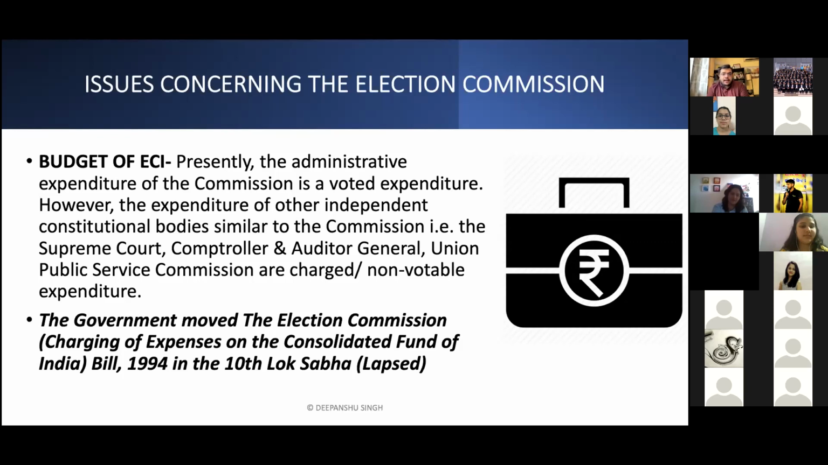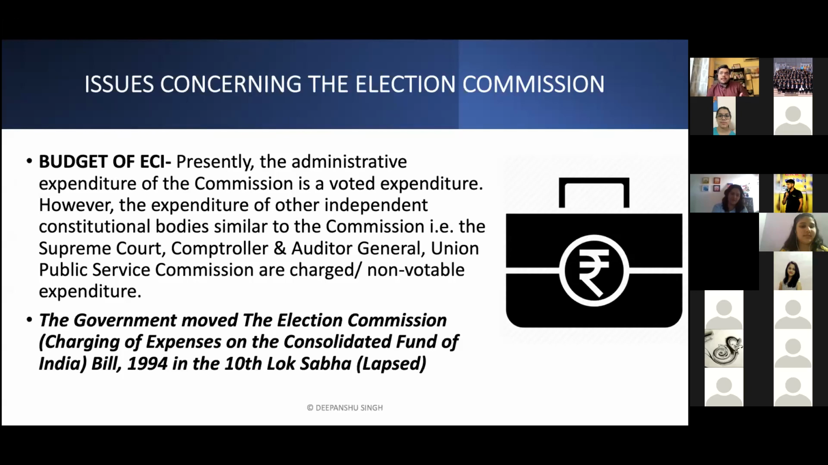Now consider this: the Election Commission of India is one of the most important constitutional bodies in India. It's very shocking that their budget is not a charged expenditure. So they do not have a separate secretariat, and they cannot appoint their own staff on their own. In fact, this has been a very long-term demand of former election commissioners and chief election commissioners, that the budget should be made a charged expenditure.